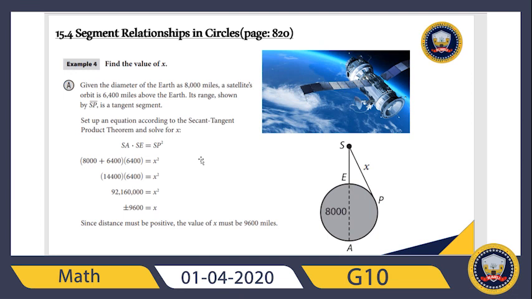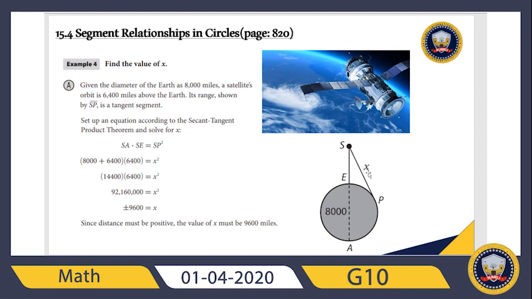Given the diameter of Earth is 8,000 miles, suppose this is the Earth and it has a diameter of 8,000 miles. A satellite's orbit is 6,400 miles above the Earth. So SE here, this length SE, is 6,400 miles. Now, I need to know the distance SP, the distance from the satellite to the pole.